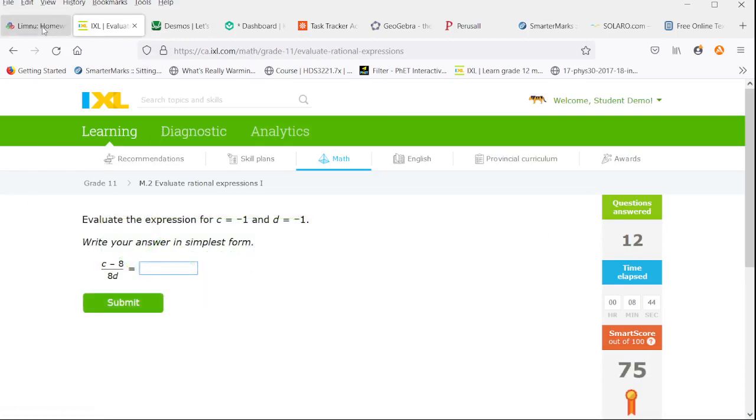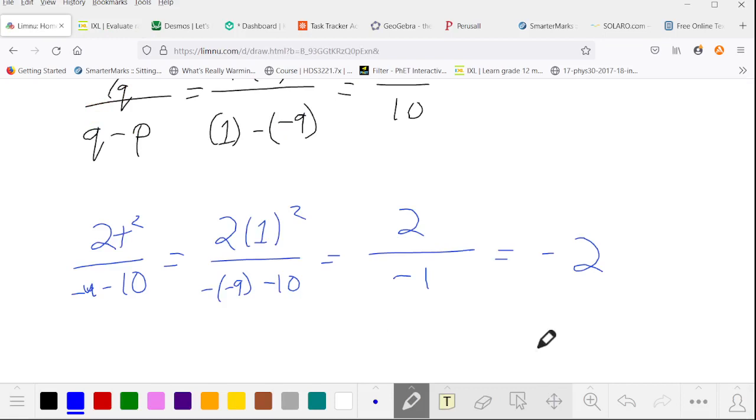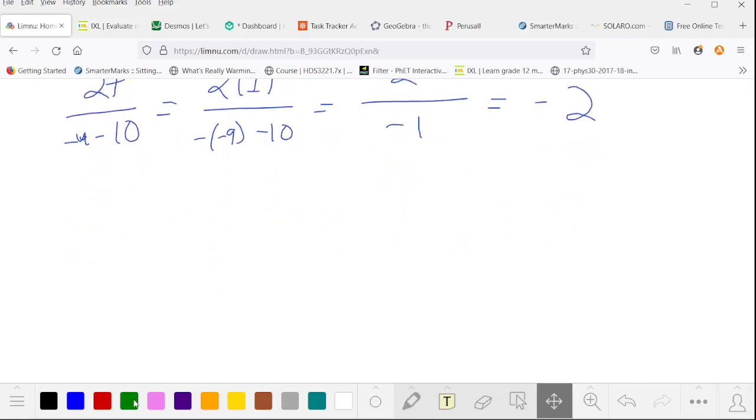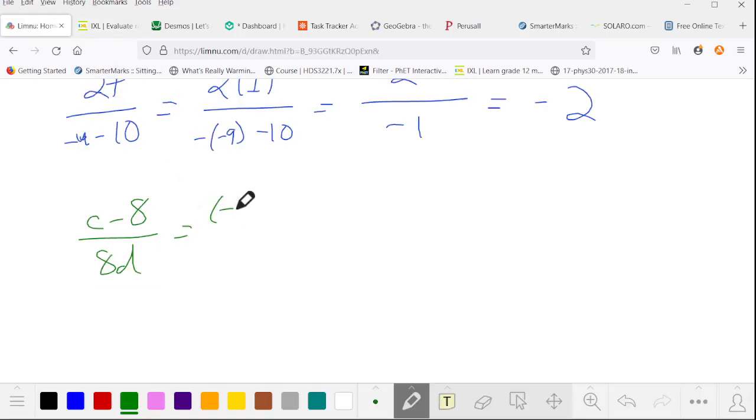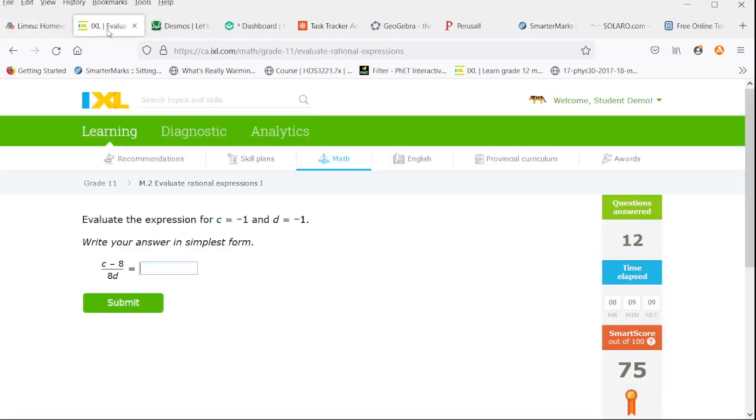Now c minus 8 over 8d, for c and d both equal to negative 1. That makes a negative 9 over a negative 8, or 9/8.